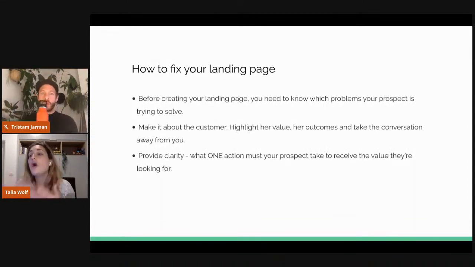Provide clarity. What one action does your prospect need to take to receive the value that they're looking for? So tell people what to do. Make sure that your landing page has just one goal and that it is clear why they should take this action.